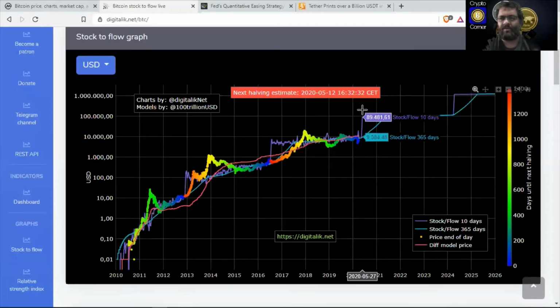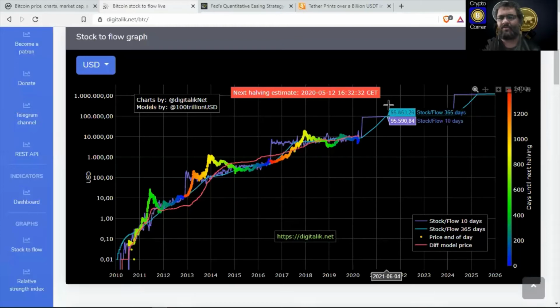But immediately following, as you can see at the end of May, the 10-day stock to flow model predicts 90,000 in the upper band and around 10,000 in the lower band. This continues following logarithmic charts until the end of 2020, when this model suggests on the 365-day lower band around 30 to 35,000 and about 100,000, 90,000 upwards on the 10-day stock to flow for the end of 2020.